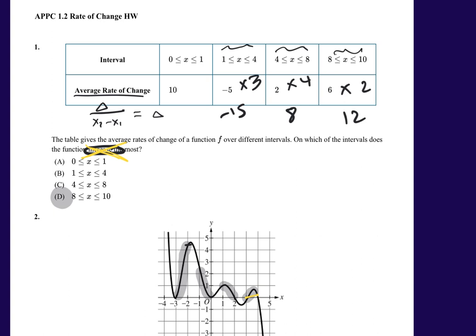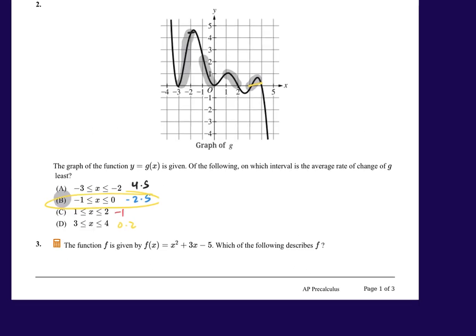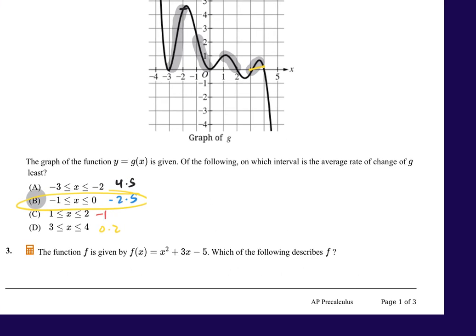So increase means that you're only looking at the positive ones? Correct. And what if it said where does it decrease the most? Then you're only looking at negative ones. And then where does it change the most? Then it doesn't matter. Okay. Which is what this one is. It's not saying it's a positive rate of change or a negative rate of change. It's literally saying what's the least change.